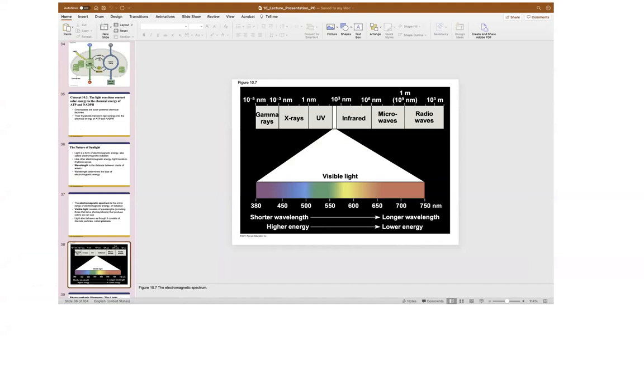Let's see, light wavelengths. Let's see if I can find my perfect images. This is my go-to one right here. Let's go ahead and open this in a new tab.